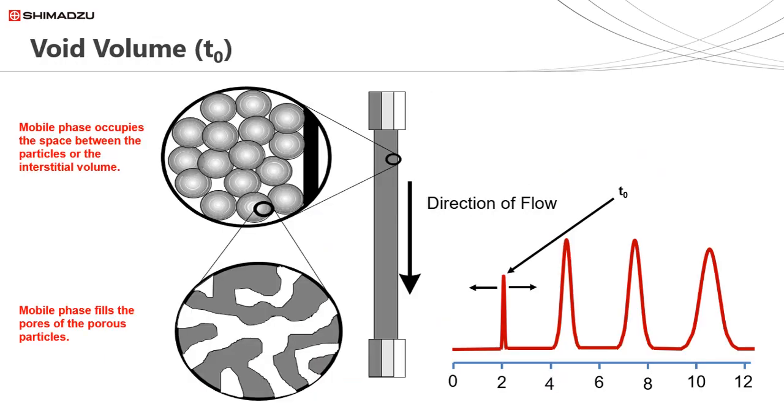We first discussed the concept of void volume, and that we can derive this experimentally using various components such as water, which has no interaction with the stationary phase and can be used as a good marker for your void volume.